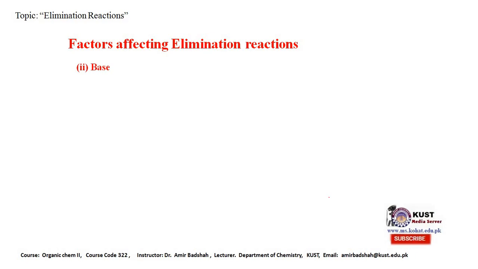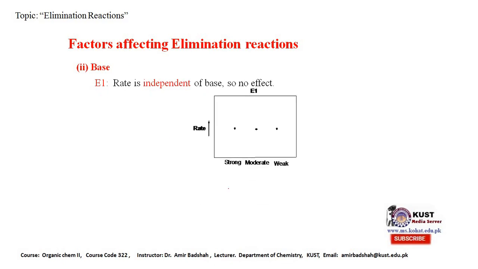Similarly, the second one is the base. In case of E1 reaction, base has no effect. Both the concentration as well as the nature of the base have no effect because base is not involved in the rate determination step. So the strength as well as the concentration of the base has no effect on the E1 reaction. If the base is strong, moderate, or weak, the rate will remain the same in case of E1 reaction.